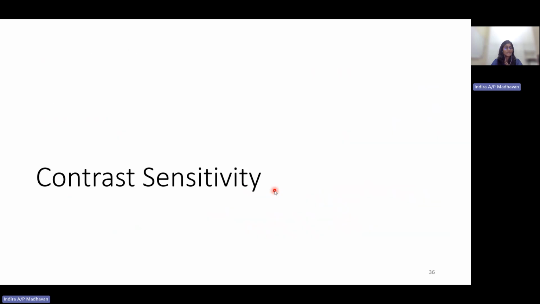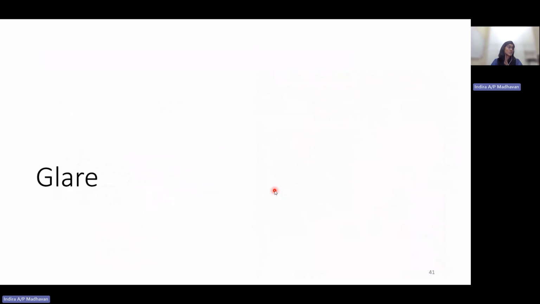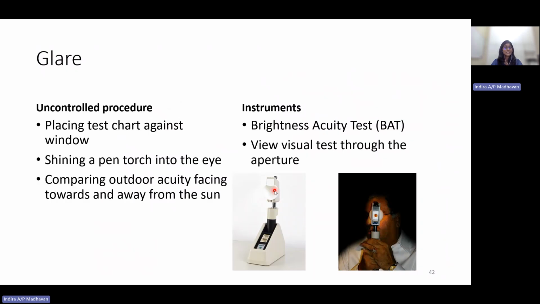And then we looked at contrast sensitivity. What are the charts that are available, and what is the purpose of doing this contrast sensitivity assessment? And the last one is the glare problem. As I mentioned earlier, this is not the only assessment that we do in low vision patients. We do many more, but all of them are whichever you already learned all this while, and there is no change in the method or instrument that you use to do the measurement.